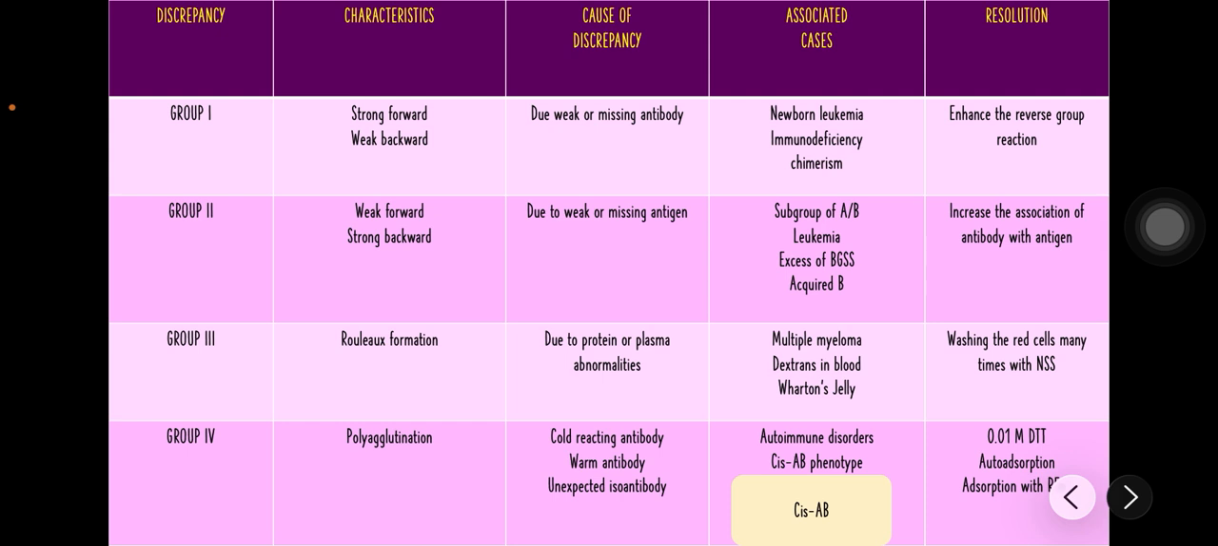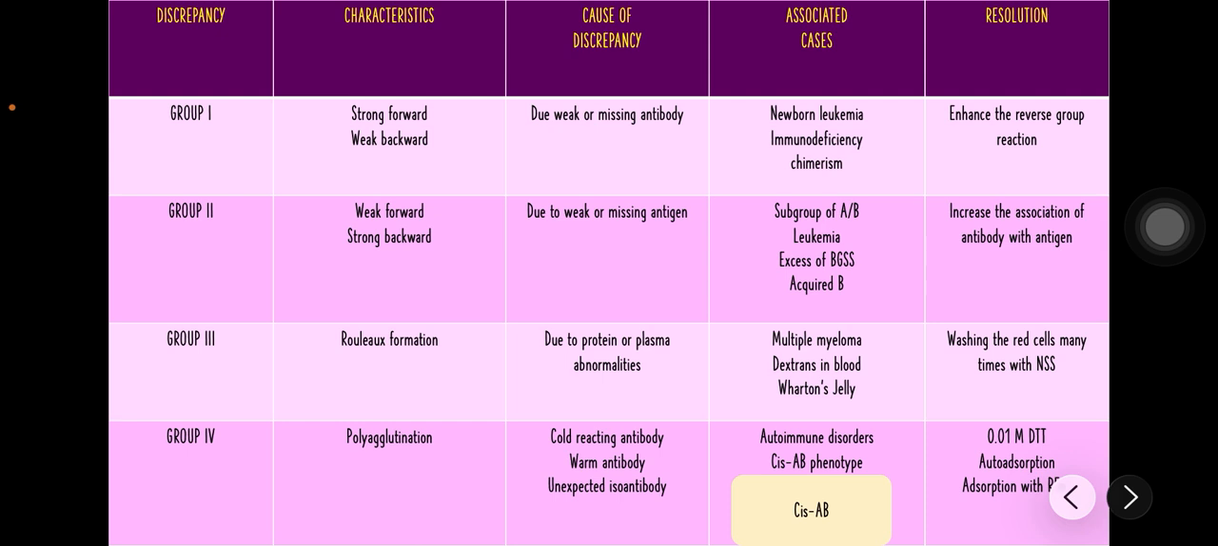Disease states like leukemia or Hodgkin's disease can temporarily depress the expression of antigens. We also have the acquired B antigen, or the acquired B phenomenon, which is found in group A individuals with lower gastrointestinal diseases. The bacterial enzymes modify the A sugar so it mimics the B sugar, causing a false reaction with your anti-B reagents. In order to resolve Group 2, we can incubate the red cell reagent mixture at lower temperatures, or treating the cells with enzymes can often reveal these hidden antigens.